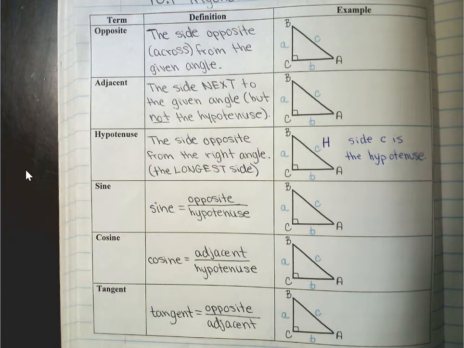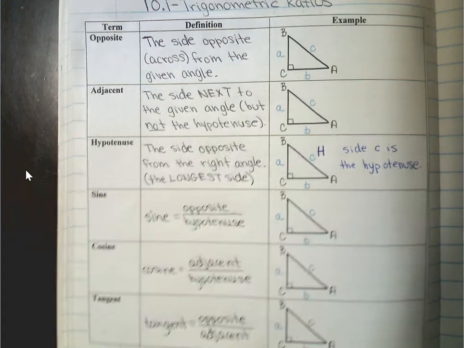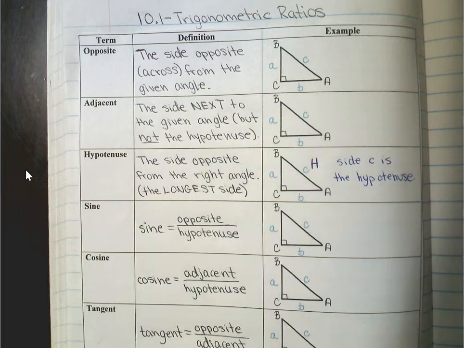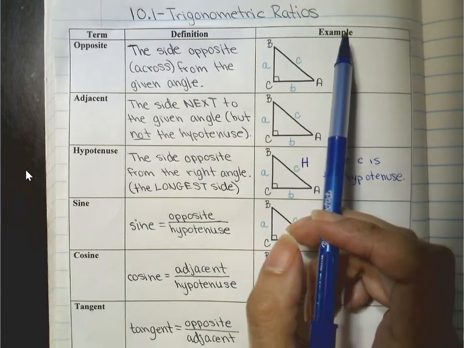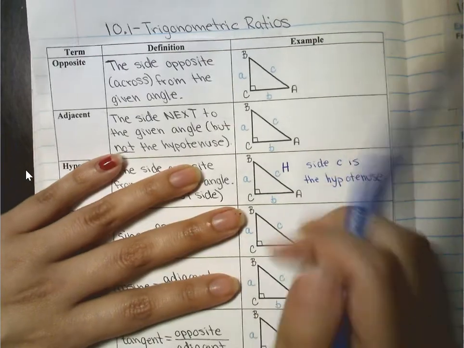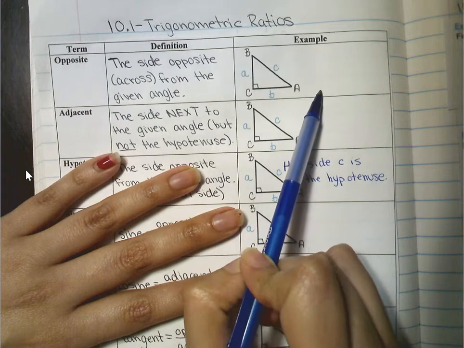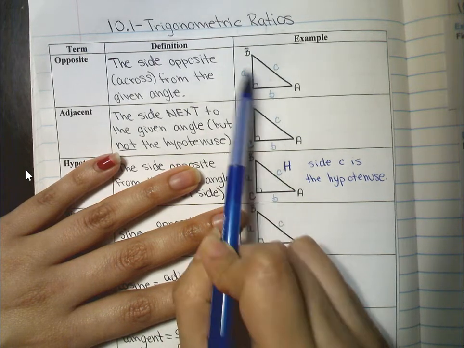So the two that are new are opposite and adjacent. So opposite is the side that is across from the given angle. So we kind of already worked with this when we were working with special right triangles. We were looking always at the opposite sides from the angles. So they're always going to give you an angle for trigonometry that you're going to work with. So in this case, they're always going to give you either B or A, not the 90-degree angle, just one of the other two angles.